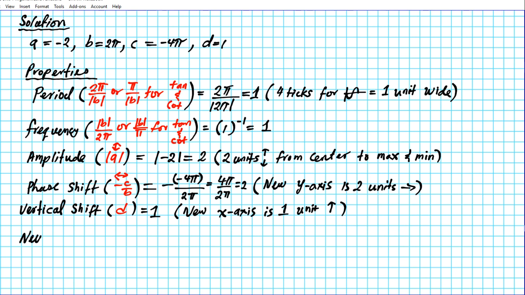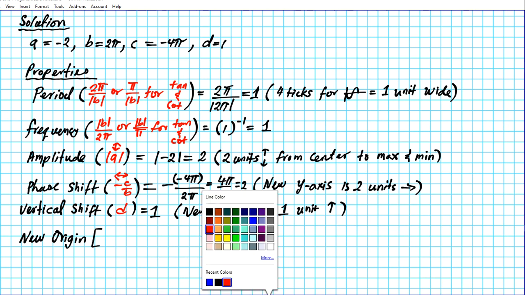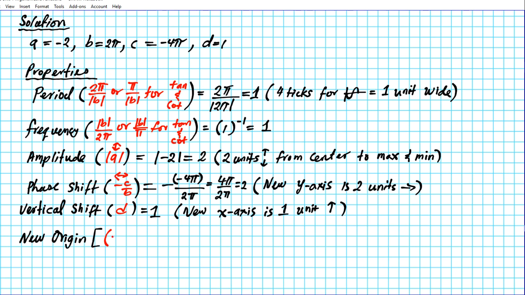Last thing we need is a new origin. Where's the new origin going to be? The new origin can just be determined by combining the phase shift and the vertical shift. The x-coordinate of the new origin is simply your phase shift, which is -c/b, and the y-coordinate is d. Okay, so there goes your new origin right there. So let's write it down. Our new origin is negative c over b, which is 2, comma, our d value is 1. So there you have it.